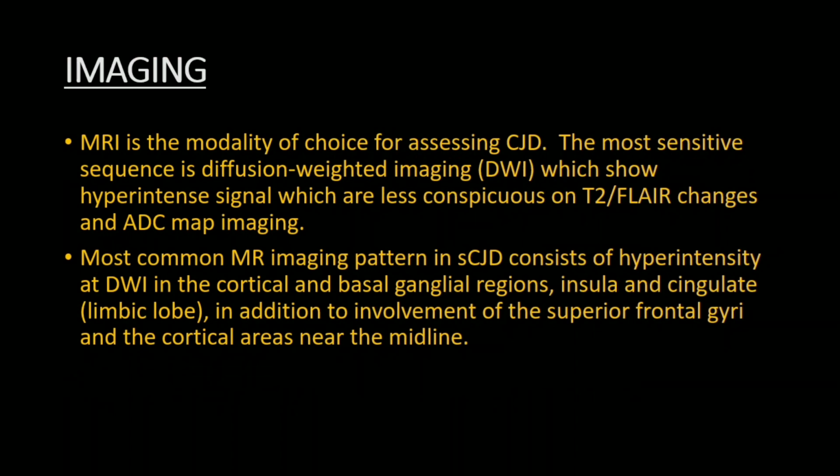The most common MR imaging pattern in sporadic CJD consists of hyperintensity in the cortical and basal ganglial regions, insula and cingulate gyrus. In addition, involvement of the superior frontal gyri and the cortical areas near the midline, as in our case.